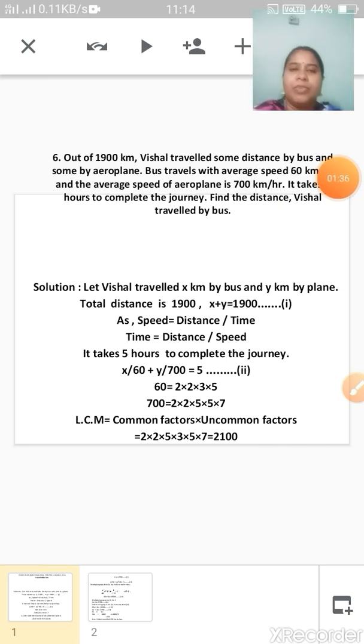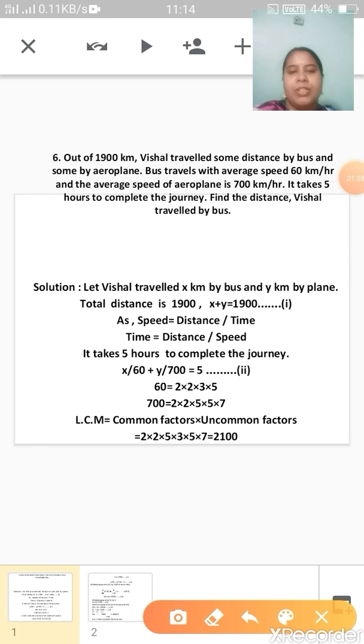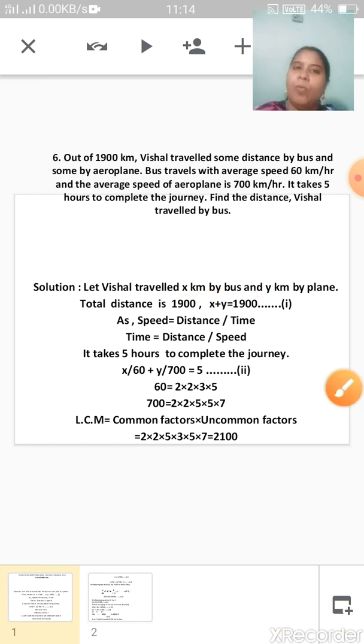Let us see how the first part is to be presented. So see here, I have written the first equation. We have assumed distance travelled by bus be x and distance travelled by plane be y. So the total distance is 1900. So x plus y is equal to 1900. That is our equation number 1.